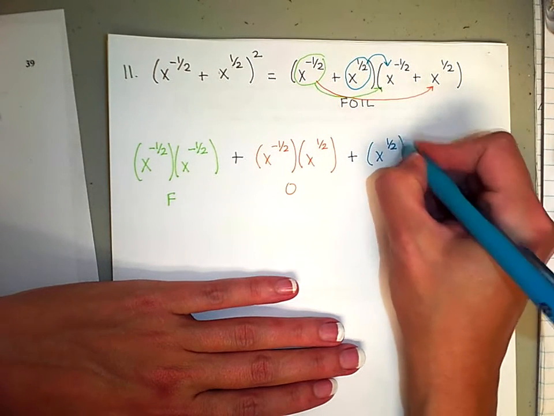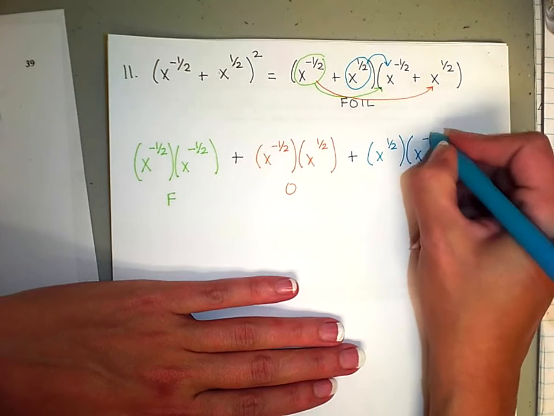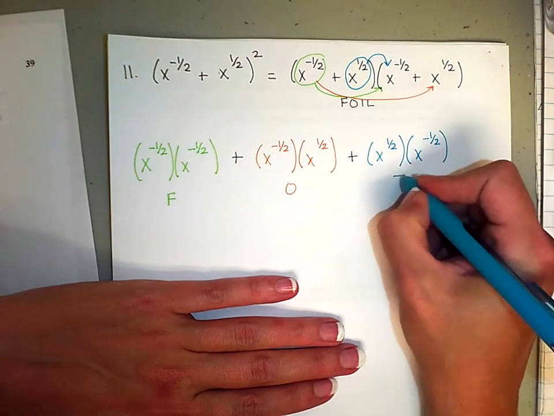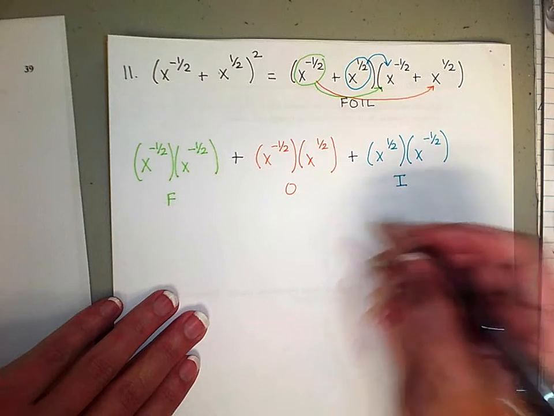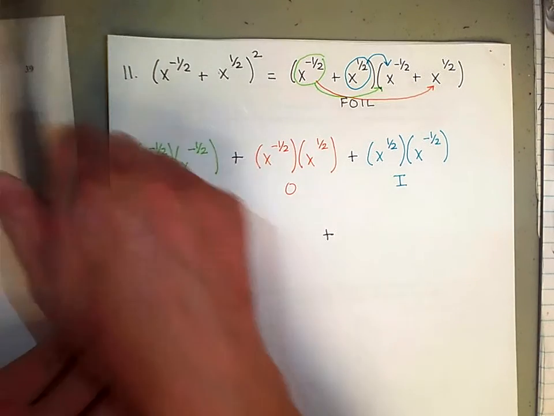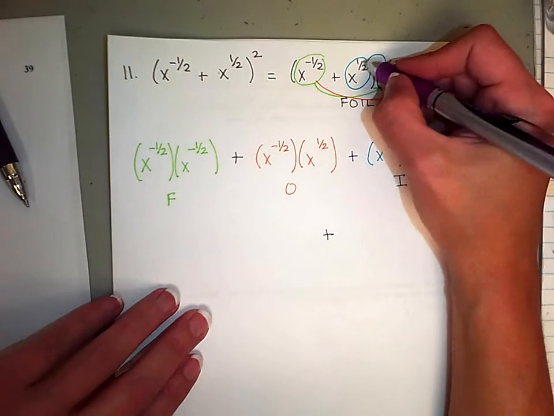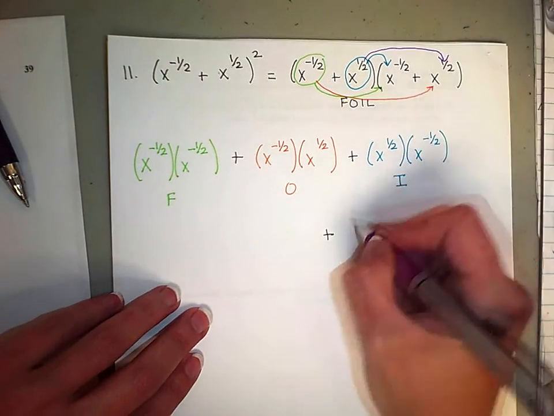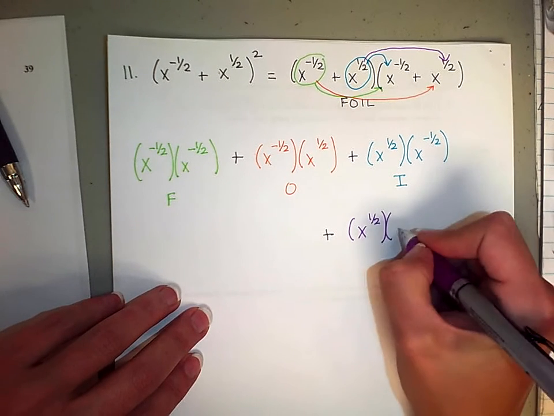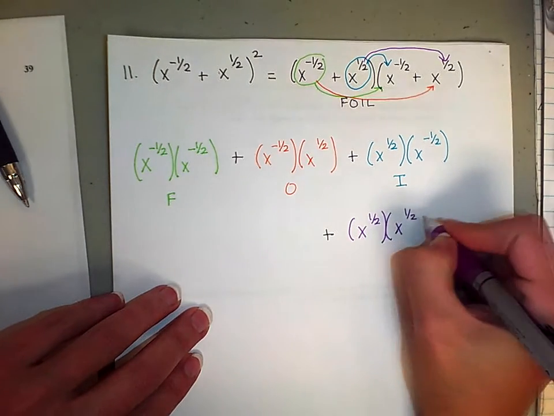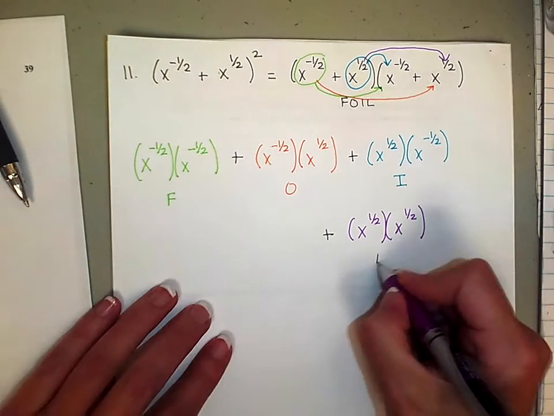X to the 1/2 times x to the negative 1/2. These are the inners. Plus, and now our last. That's x to the 1/2 times x to the 1/2. And these are the last.